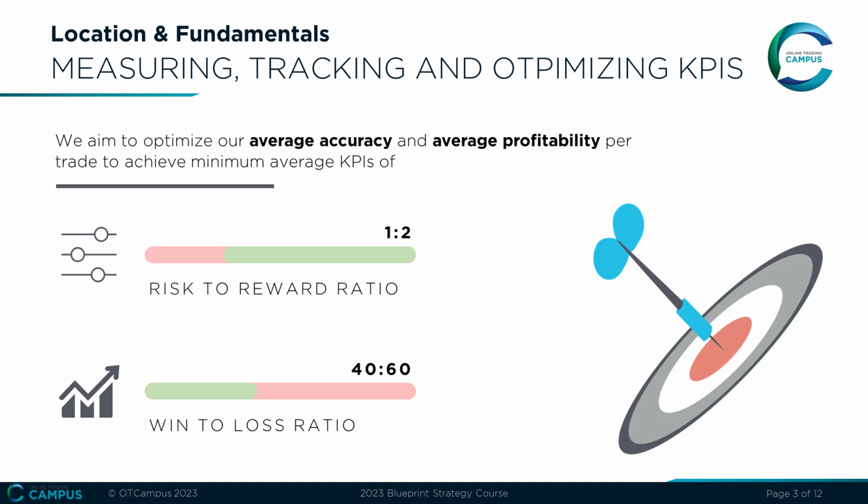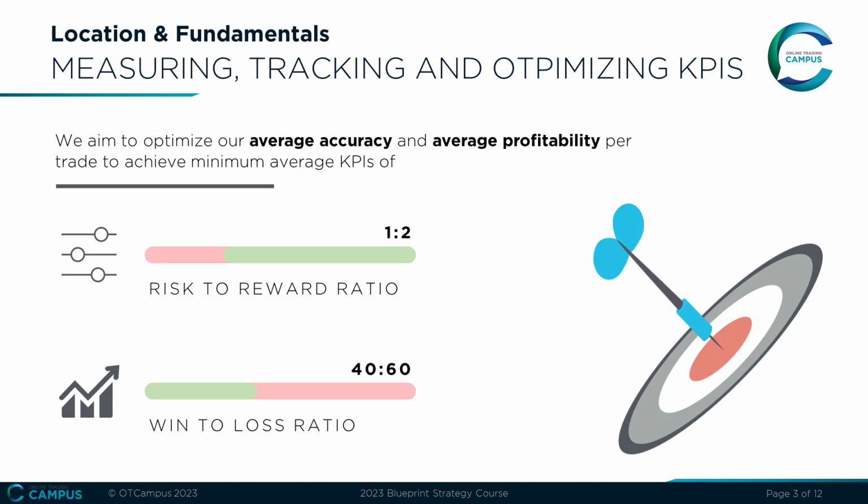All the steps that I will ever introduce to you have a meaning. We don't just do something just for it to be done. We undergo certain steps of the process always aiming at something. We'll either aim to optimize our average accuracy, or we'll aim to optimize our average profitability. These are objectively measurable KPIs. The KPIs would be risk to reward and win to loss ratios.